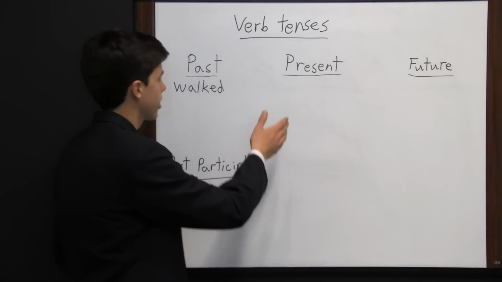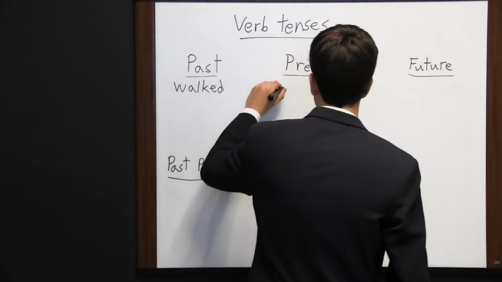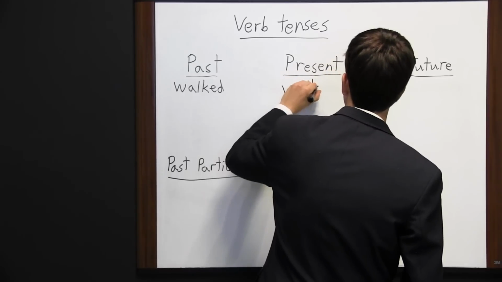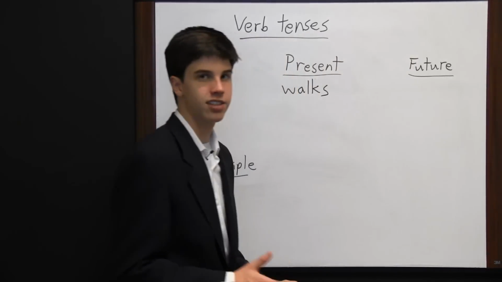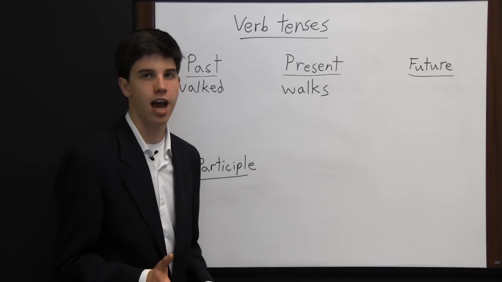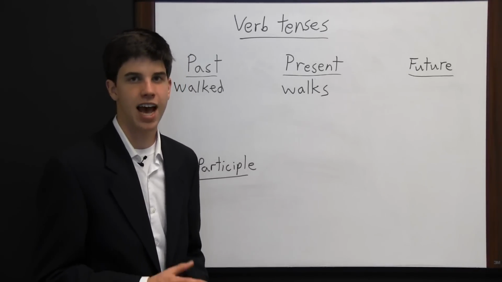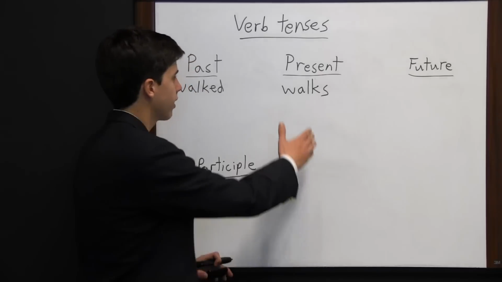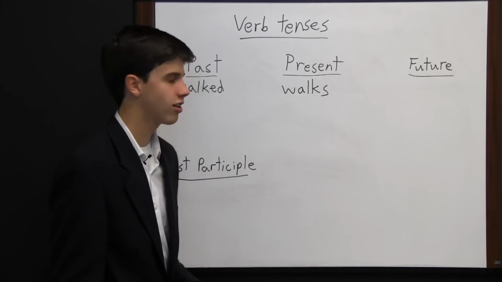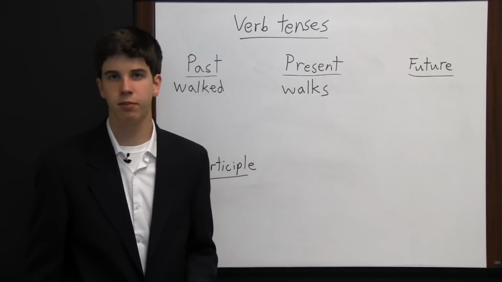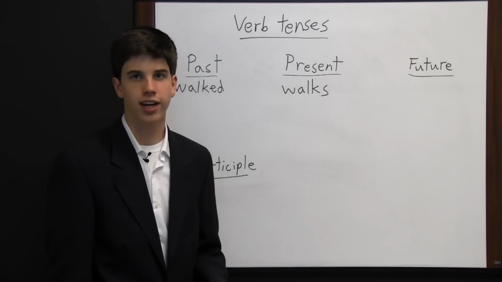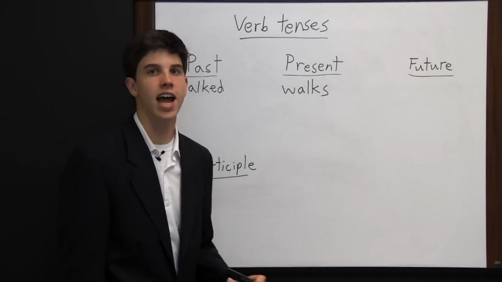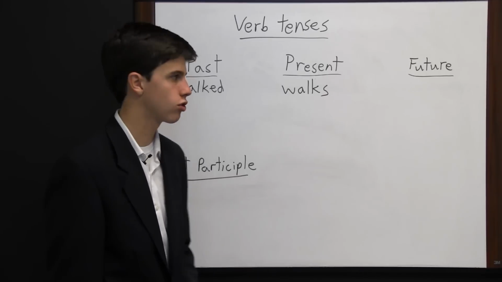All right, let's look at the present tense of the verb walked. It would be the verb walks. Now, present tense means that whatever is happening is occurring now. Now, it doesn't always mean that it's happening right now. So, like, think about the verb walks. If we say he walks to school, that doesn't necessarily mean that he is walking on the road right now headed to school. It just means that every day, currently, he walks to school.